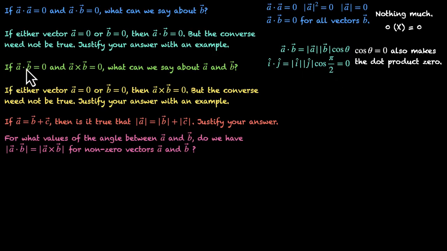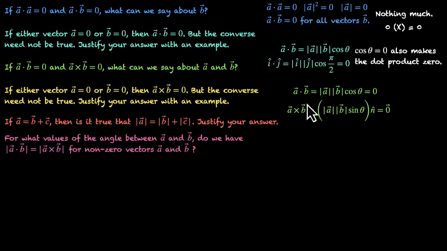This says if a vector dot b vector equals 0 and a vector cross b vector equals 0, so both the dot product and the cross product are 0, what can we say about a and b? So let's think about it. A vector dot b vector equals 0. That means mod of a times mod of b times cos of theta equals 0. And a vector cross b vector is also 0. So this means mod of a times mod of b times sine theta times the unit vector perpendicular to a and b, this entire thing is 0. So that's a 0 vector.